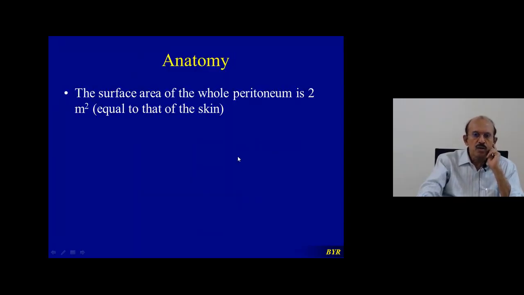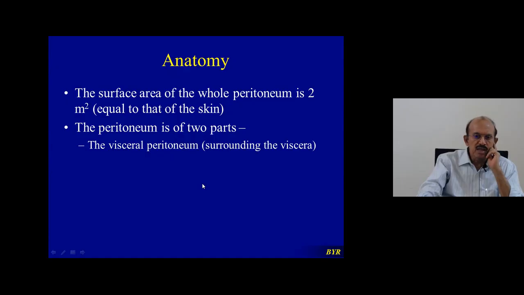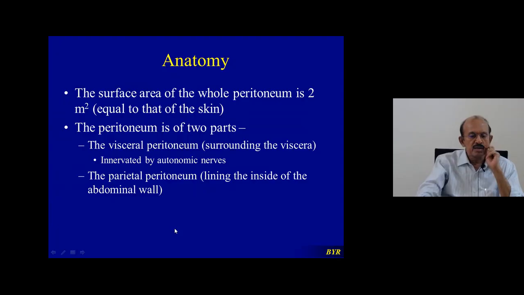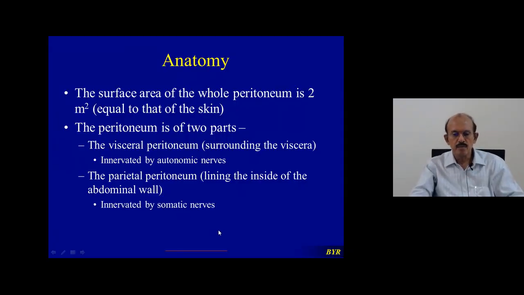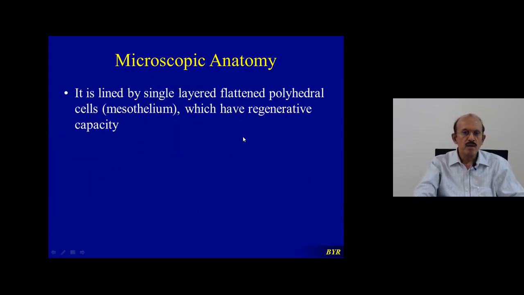The surface area of the whole peritoneum is 2 square meters, almost equal to that of skin. The peritoneum is of two parts: the visceral peritoneum surrounding the viscera and mesentery, which is innervated by autonomic nerves, and the parietal peritoneum, which lines the inner side of the abdominal wall and is innervated by somatic nerves. The peritoneum is lined by single-layered flat and polyhedral cells called mesothelial cells, which have great regenerating capacity.